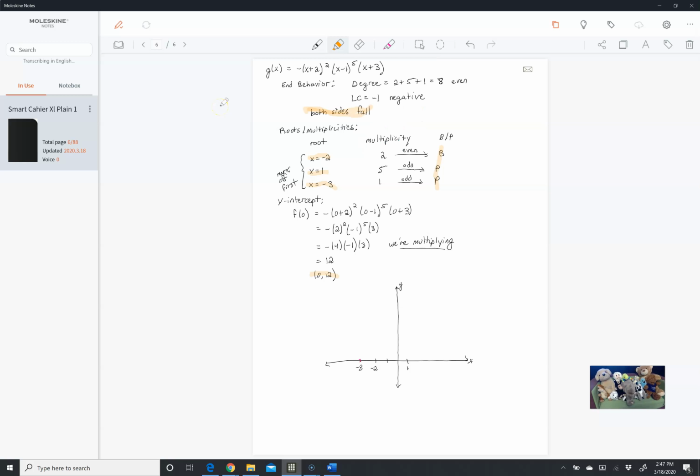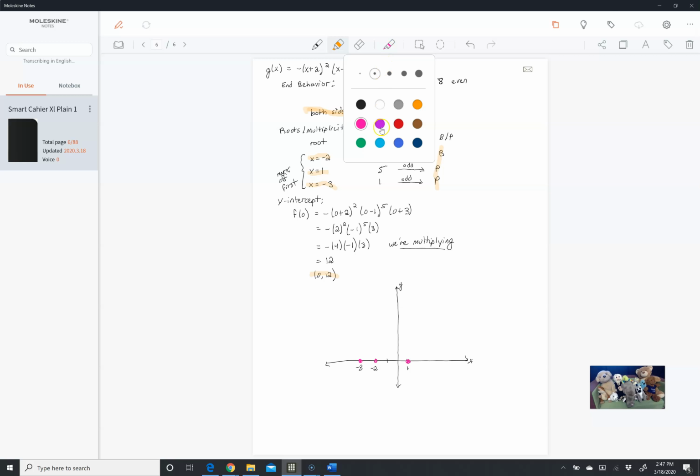So these are our roots. We know that we're going through the x-axis here. Now we have to figure out the end behavior, okay? Again, the end behavior has to come first because otherwise you won't know in which direction you're bouncing or passing.